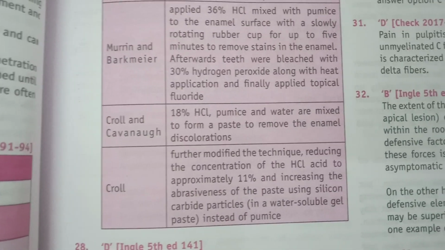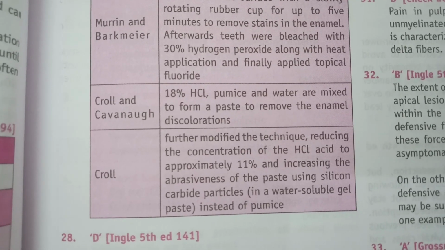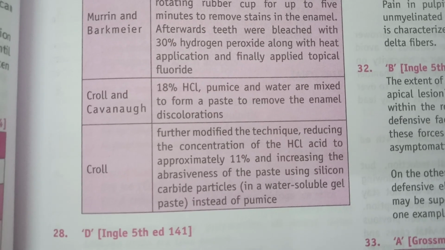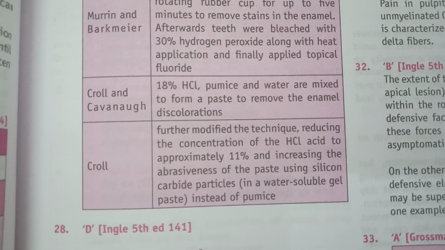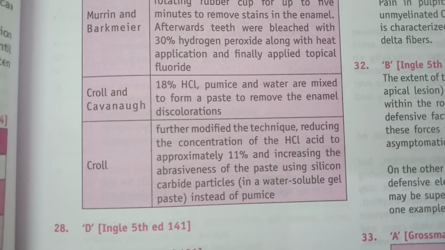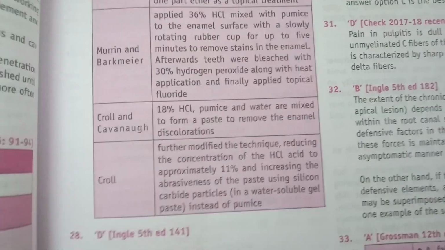Now Kroll and Kavanagh used 18% HCl, pumice and water mixed to form a paste to remove the enamel discoloration. Now finally, our question, Kroll's technique. He further modified the technique, reducing the concentration of HCl acid to approximately 11% and increasing the abrasiveness of the paste using silicon carbide particles in a water soluble gel instead of pumice. So these are the explanations.